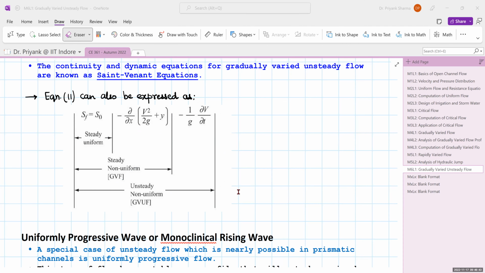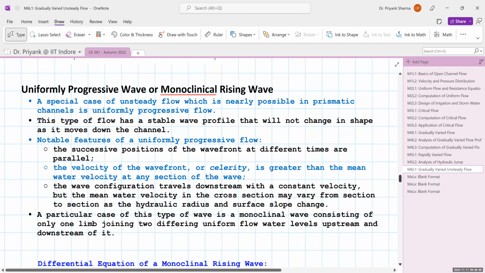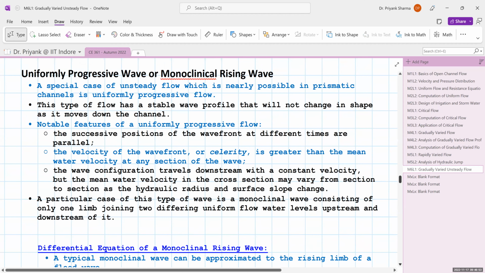Coming to the last topic, that is the uniformly progressive wave or the monoclinal rising wave. There is a special case of unsteady flow which is possible in a prismatic channel, and that particular case is called uniformly progressive flow. What happens in this flow is that it has a stable wave profile that doesn't change shape as it moves down the channel. So we will see in the next diagram.